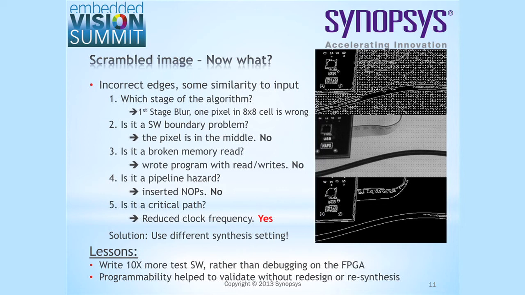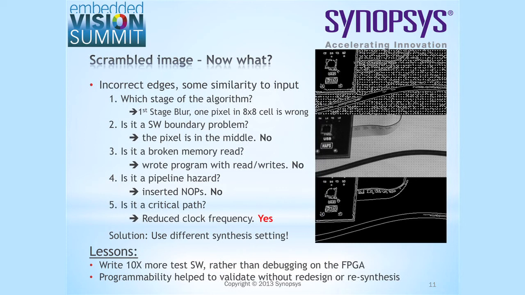So, okay. First question was, this is a 5-stage algorithm. At which stage of the algorithm does the error get introduced? And so we went to square one and rewrote the software to get at the individual stages of the code. And it turns out in the first stage, which is blurring, here there is a pixel wrong.